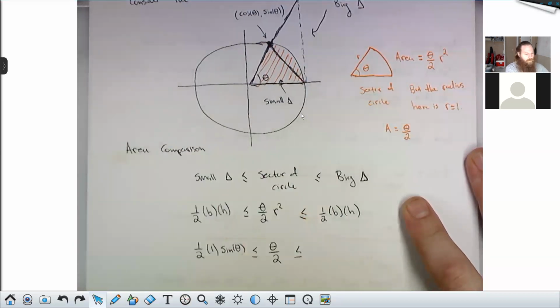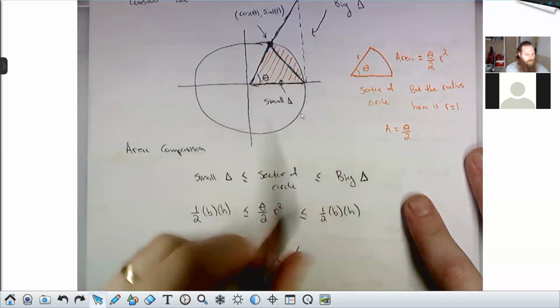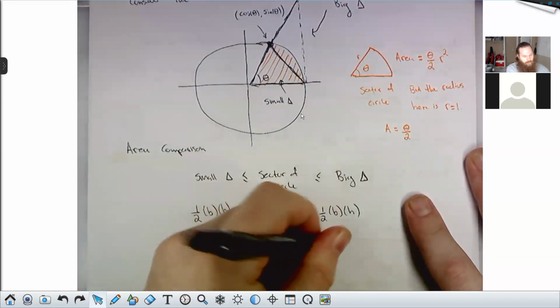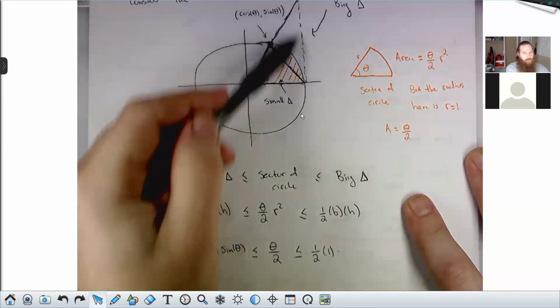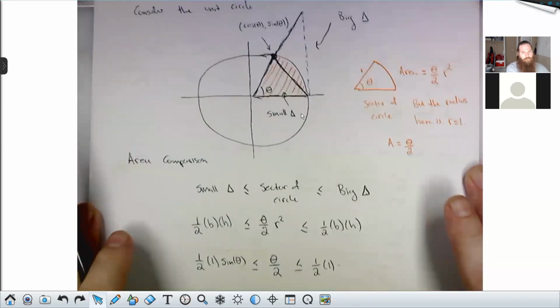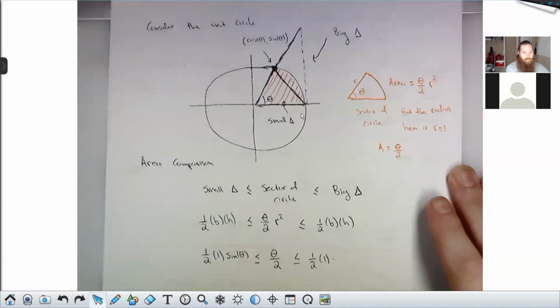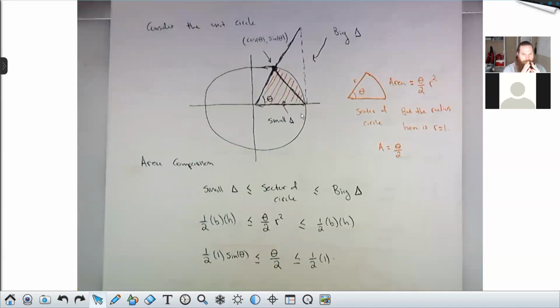And on the right-hand side here, this big triangle, his base is also 1, so this is 1/2 times 1 times, what is the height of this big triangle? Anybody see it? Would it be 2 times sine? It looks like it might be double the height of the little guy, right? Looks pretty close to that, but it's not necessarily. It's the tangent of theta. The height over here is the tangent of theta.